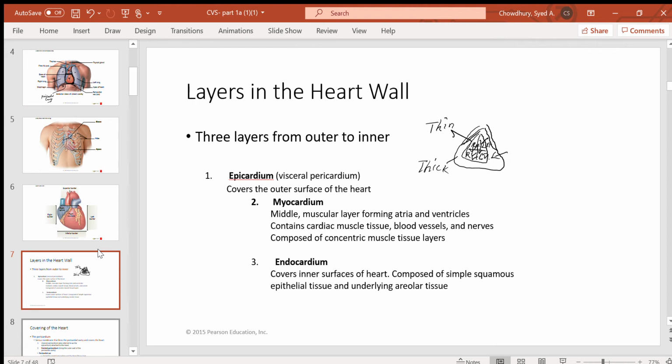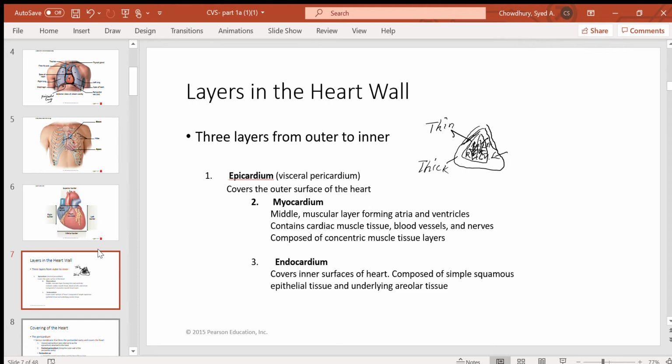And weak contraction is enough to just open the valves and send the blood from the atrium to the ventricle. And gravitational force will also work here. So atrial wall is thin because it doesn't need to create a lot of force. It doesn't need a lot of muscle to contract forcefully.